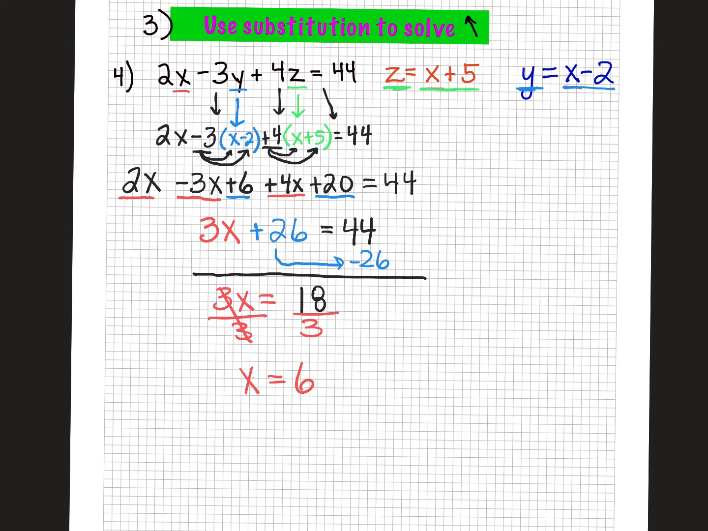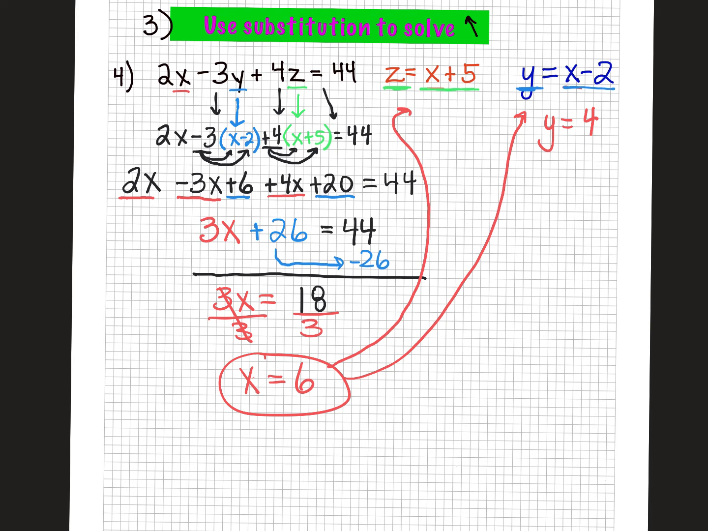Okay, so if I know x equals 6, then I can go up here, y is whatever x is minus 2. So y must be 6 minus 2, which is 4. And if I plug in over here, I know what x is. Then z must be x plus 5. So z equals 6 plus 5, because that's what x is. Z equals 11.